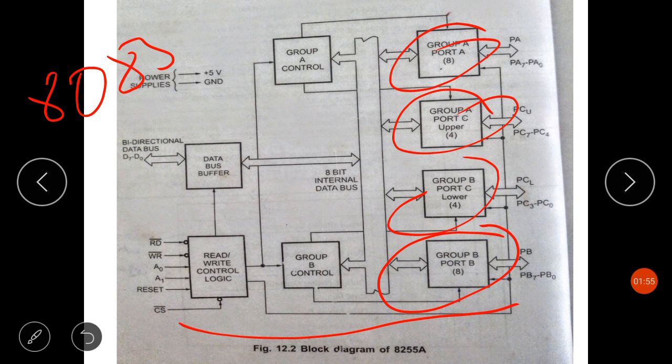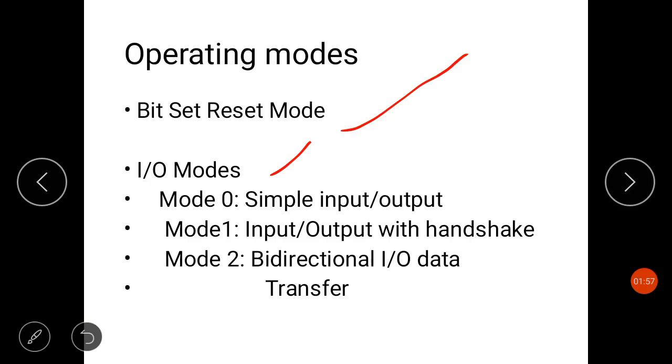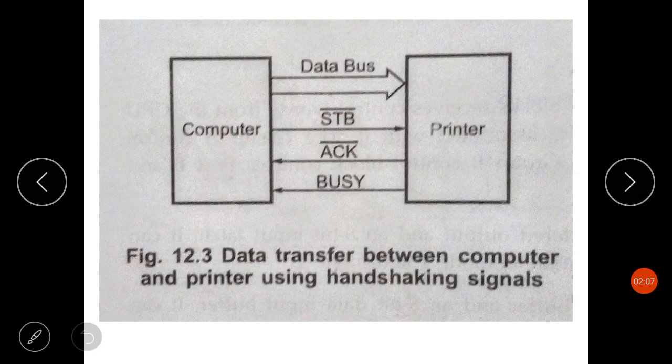Then we have mode 1. In the input output mode we have mode 1, that is input output with handshake. In this mode, input or output data transfer is controlled by handshaking signals. So what are handshaking signals? Handshaking signals are used to transfer data between devices whose data transfer speeds are not the same.